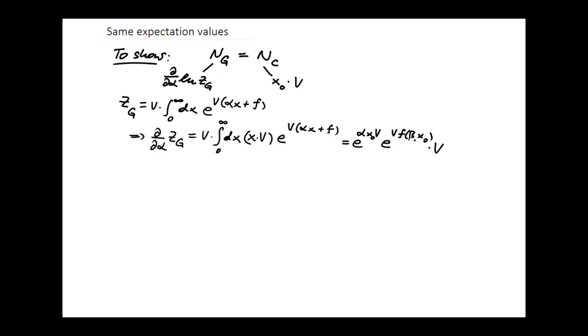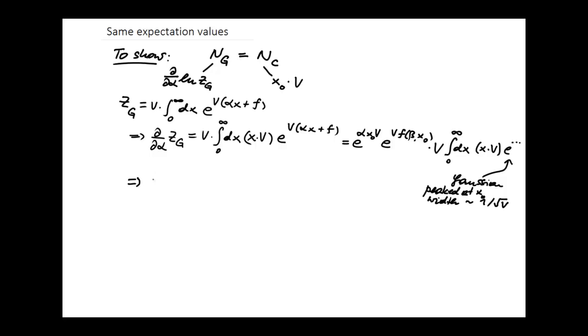Then we have the volume still, and then we have the integral from 0 to infinity dx, x times v, times now a Gaussian. And we know from before this is peaked at x naught, and the width is of the order 1 over the square root of the size. So the width becomes very small. So the width goes like 1 over the square root of the volume, square root of the size.